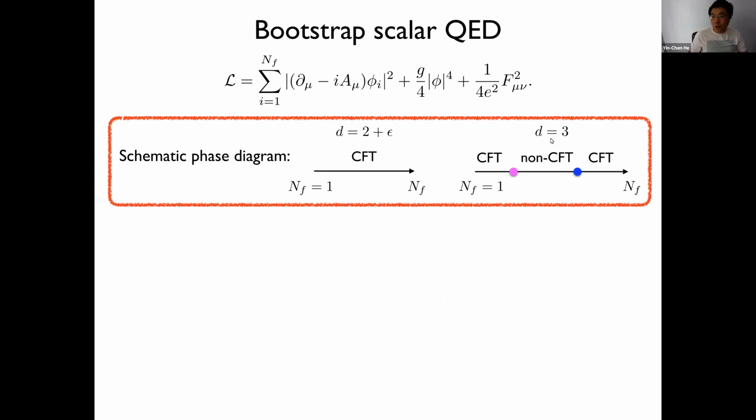And in 3D, there is probably a region where the theory will flow to a non-CFT fixed point. But for larger NF, it will be a CFT. Wait, sorry, I'm confused by the statement in D equals 3, because people have done Monte Carlo studies of the scaling dimensions of monopole operators, and they match the large N calculations, I think, for any value of NF. So why do you think there shouldn't be a CFT for certain intermediate values?